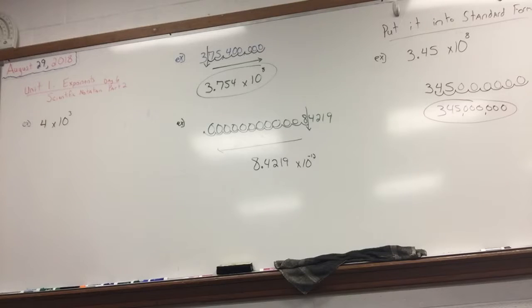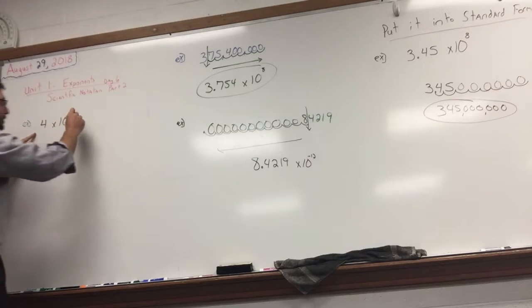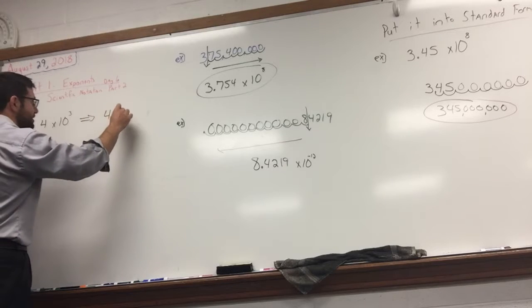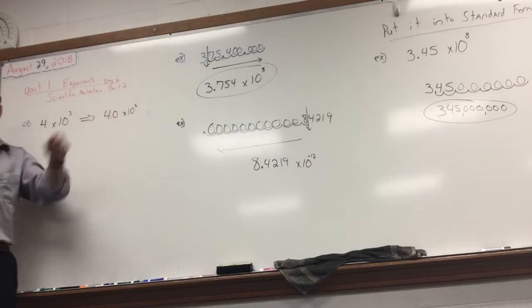So we're changing it from scientific to standard. Go, try it. I still want you to put the line where the decimal is, because there is a decimal even if it's not there. So you need to know where the decimal will be. So here's my question. Hey Jackson, where's the decimal? After the 4, because 4 can be written as 4 and 0 tenths times 10 to the third. Every whole number can have a decimal with a 0.